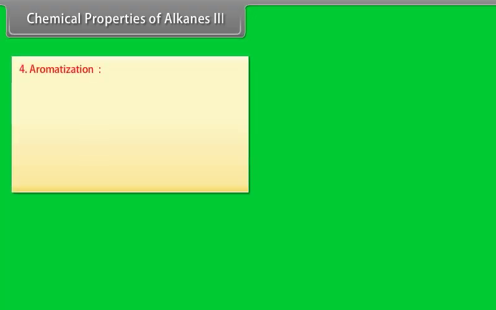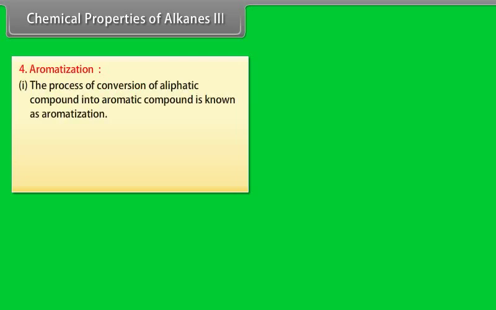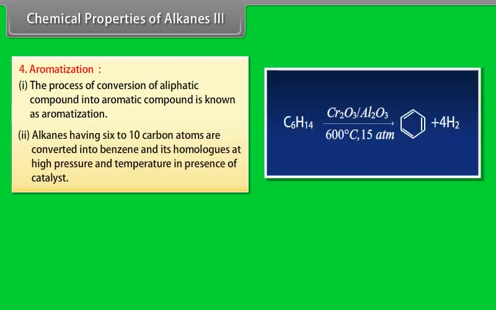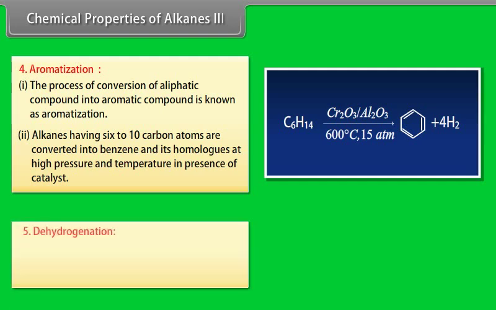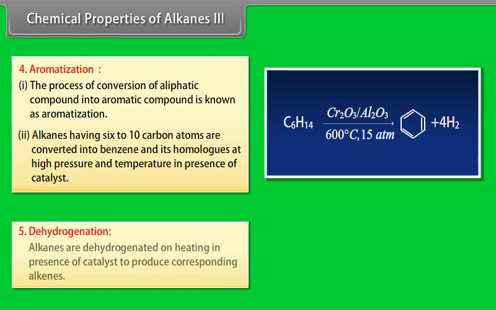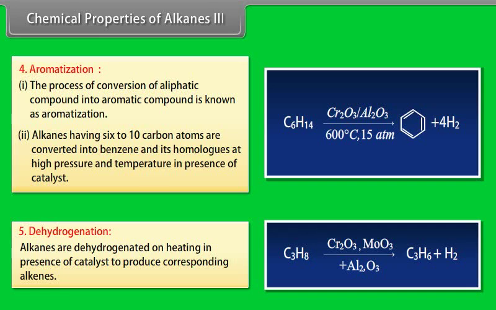Chemical properties of alkanes, part 3. Aromatization. Number 1. The process of conversion of an aliphatic compound into an aromatic compound is known as aromatization. Number 2. Alkanes having 6 to 10 carbon atoms are converted into benzene and its homologues at high pressure and temperature in the presence of a catalyst. Dehydrogenation. Alkanes are dehydrogenated on heating in the presence of a catalyst to produce the corresponding alkenes.